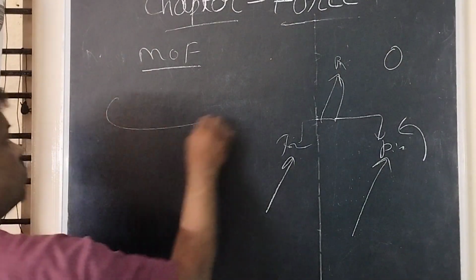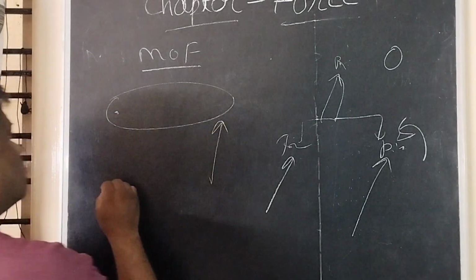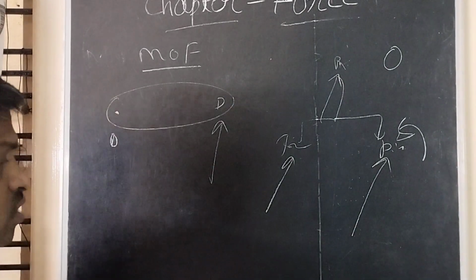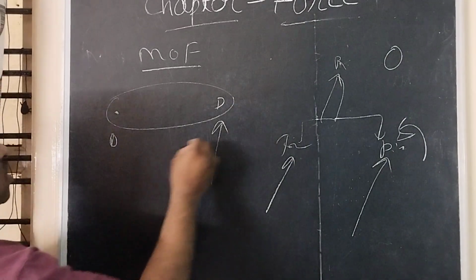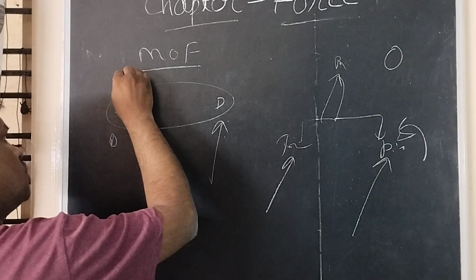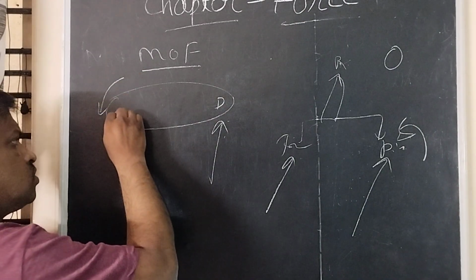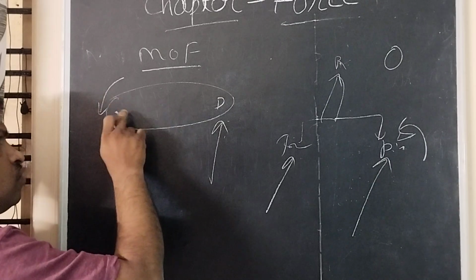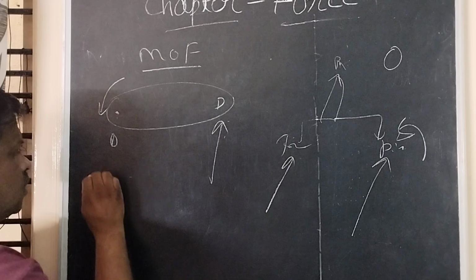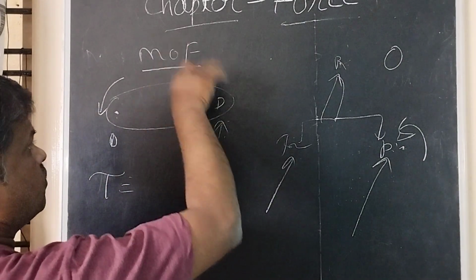So, this is a pivoted object. I am applying a force here. This is the pivoted point, O, and at D I am applying the force. Due to this force, it produces a rotation. We need to calculate how much moment of force is created here using the formula. That is called torque. Moment of force is the turning effect of the force.